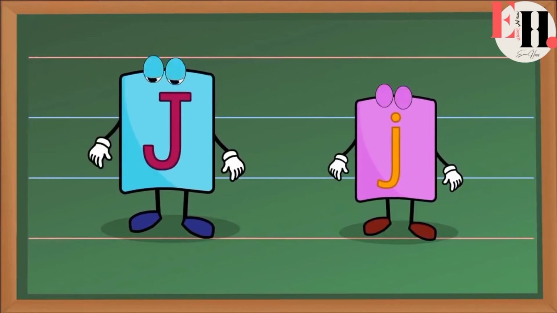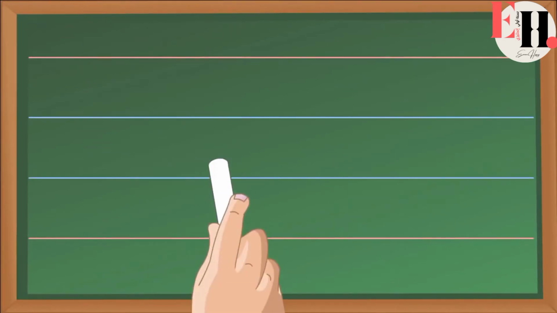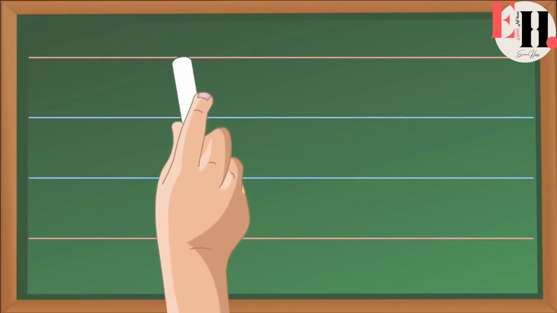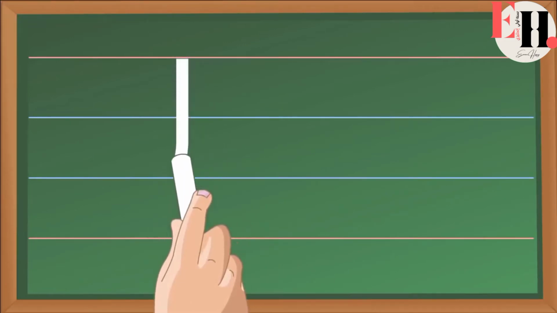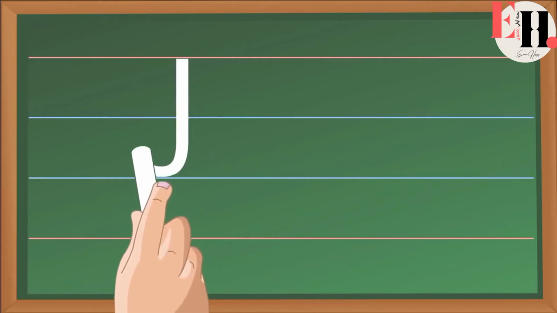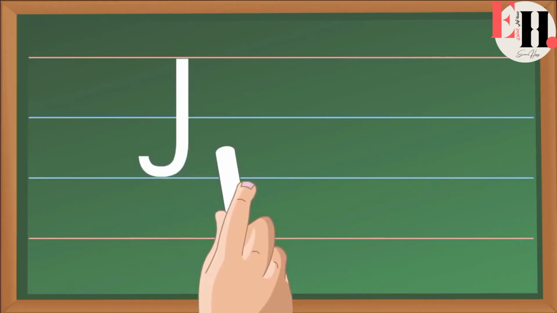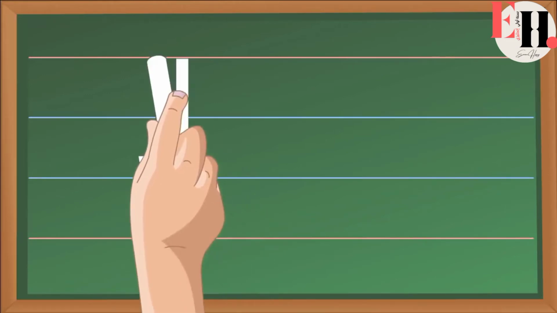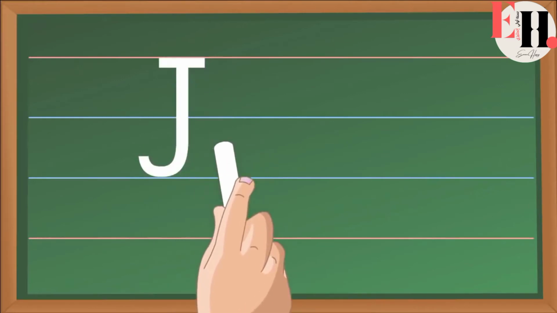J. Capital J. Start from the top and draw a standing line to the bottom with a small backward curve. Go back to the top and draw a sleeping line across.